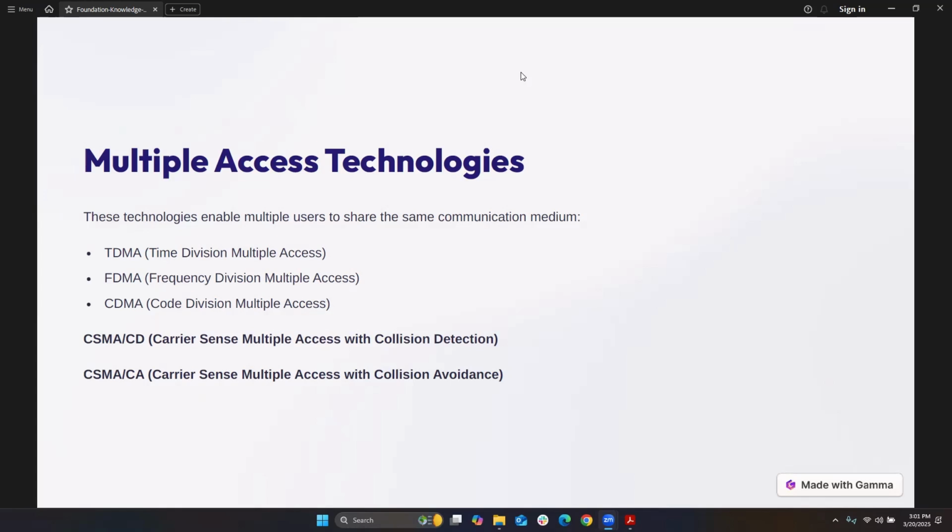If you talk about FDMA, frequency division multiple access, how it works is that it divides the communication channel into separate frequency bands for each user. These are used in FM radio systems. If we talk about CDMA, code division multiple access, how it works is that it assigns a unique code to each user, allowing multiple users to share the same frequency simultaneously. These can be found in 3G networks and GPS systems for secure and efficient communication.